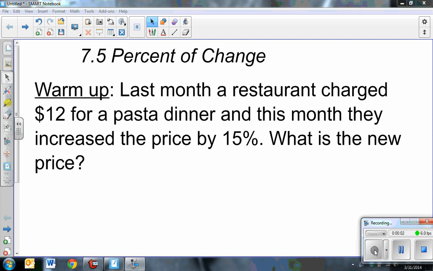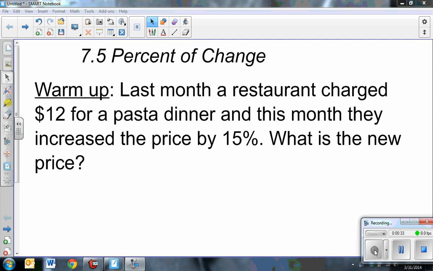Okay, so we're looking today at 7.5, which is all about percent of change. And I'd like to start with just this little warm-up from some familiar material. And here's the problem. Last month, a restaurant charged $12 for pasta dinner. This month, they want to increase the price by 15%. What's the new price? So do you remember our shortcut for finding 15% of a number?